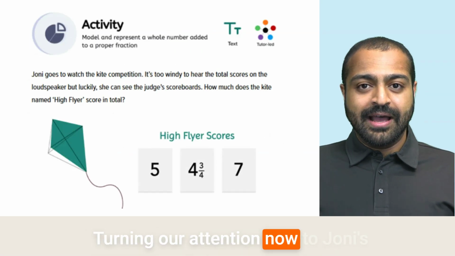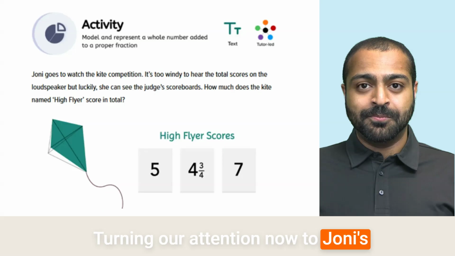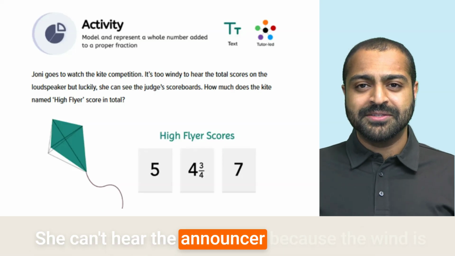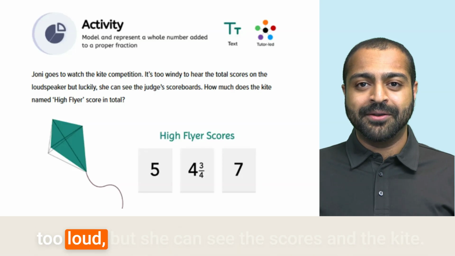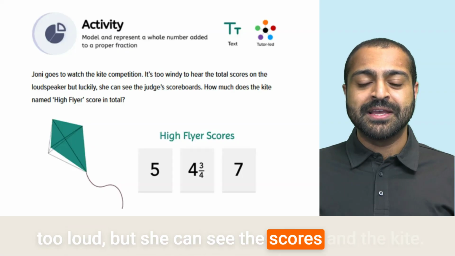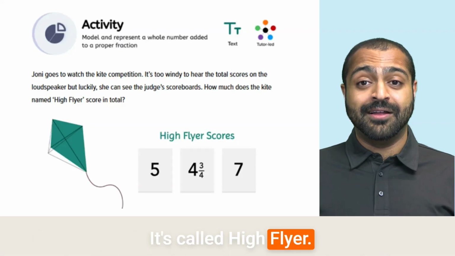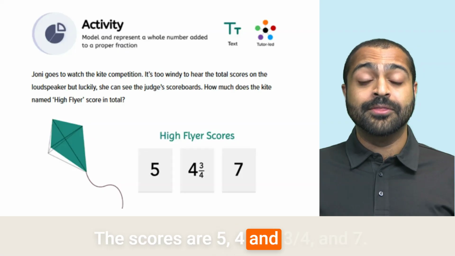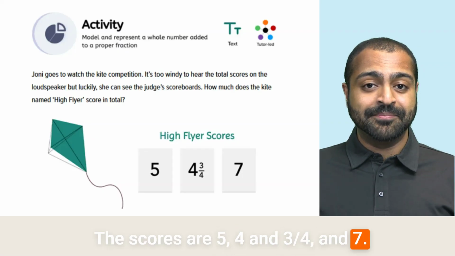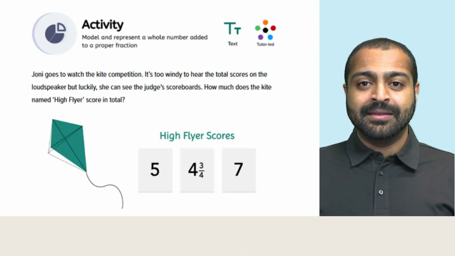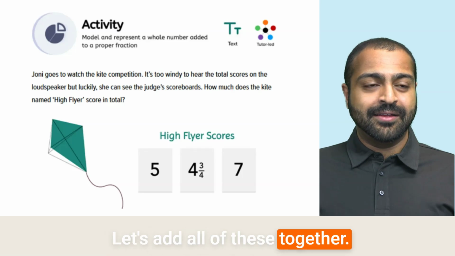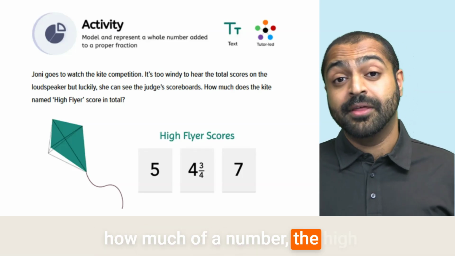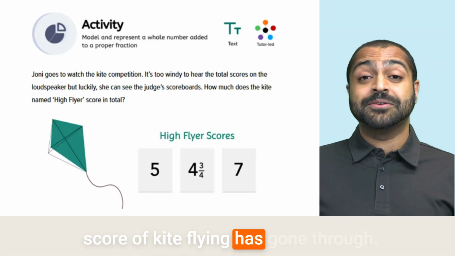Turning our attention now to Joni's watching of the kite competition. She can't hear the announcer because the wind is too loud, but she can see the scores and the kite. It's called High Flyer. The scores are 5, 4 and 3/4, and 7. Let's add all of these together. Our question is asking us how much the high scoring kite has scored in total.